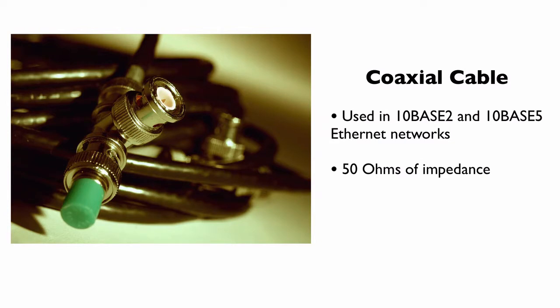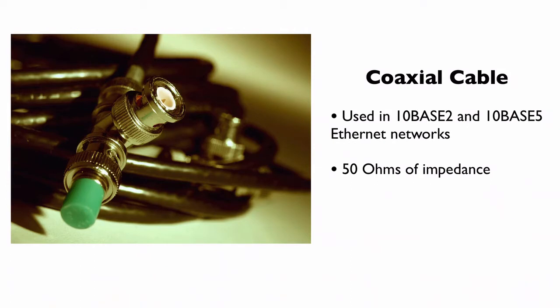The specific type of cable that was used for 10-base-2, the thinner version sometimes called ThinNet, was RG58. It had an impedance of 50 ohms. The thicker cable, used by 10-base-5, also referred to as ThickNet, was similar to RG8, but it had some extra shielding.